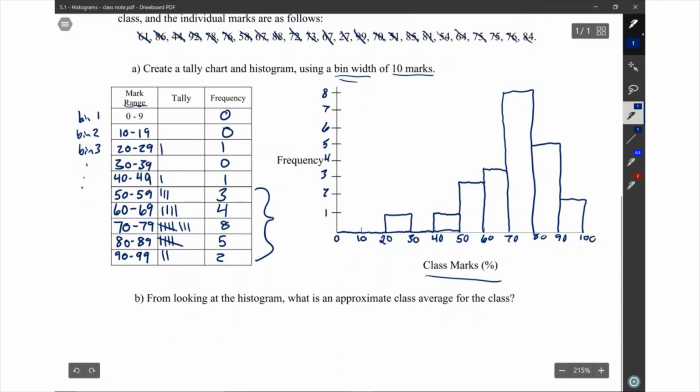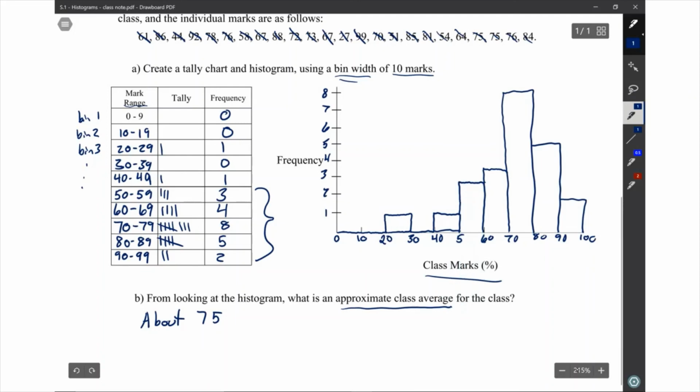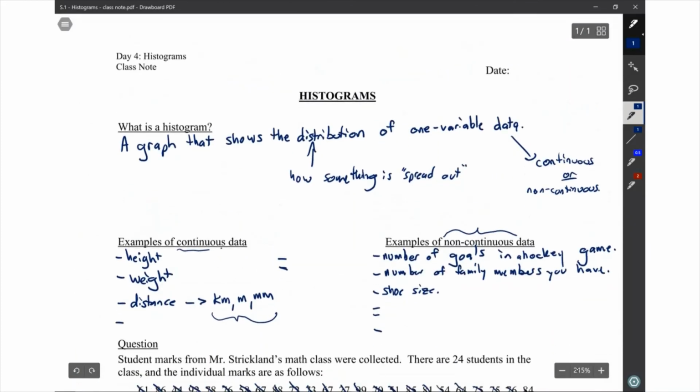If we were to take a guess as to the approximate average for the class, I could do so using this here. I'm trying to find about the middle of our data. I know there's not much data over here, so probably our middle is somewhere between our low and mid 70s. So I might guess about 75 would be the approximate average. So that's how we build a histogram, and that should let you complete some of the homework and understand the future topics that we go over.